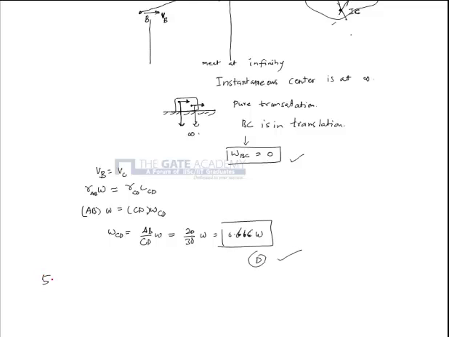Okay, now 53rd bit. So 53rd bit is basically the velocity of E is asked. So velocity of E would be R of DE into the omega CD. R of DE is basically DE into omega CD, and DE is nothing but 1 by 4 into CD, which is 30 centimeters. So let's divide by 100 to make it into meters. Omega CD is again 0.666 into omega.